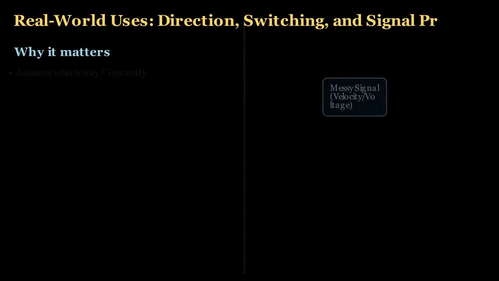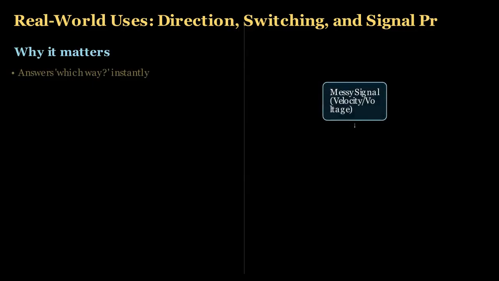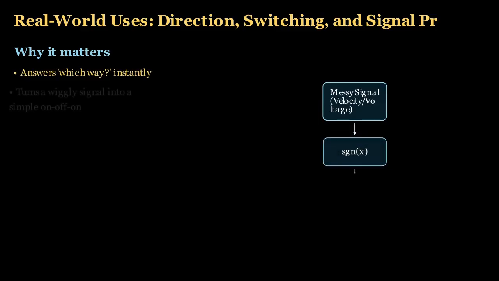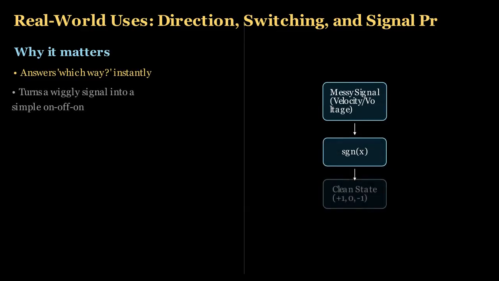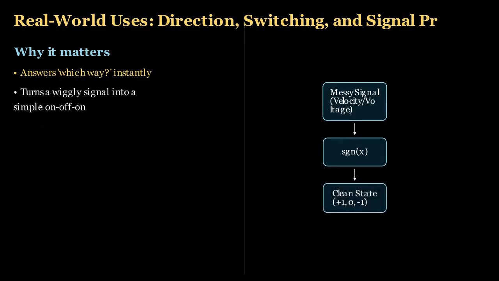Imagine a robot arm. Its motor gets a voltage. We don't just need to know how strong the voltage is, we need to know its sign to tell the motor to spin clockwise or counterclockwise.